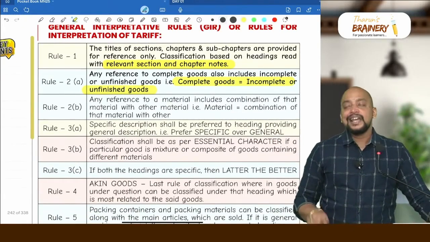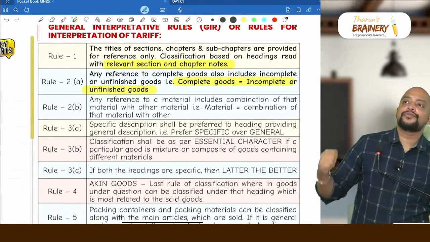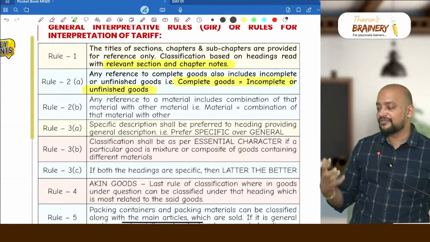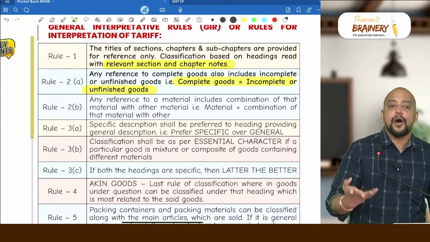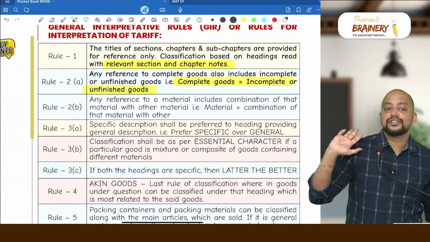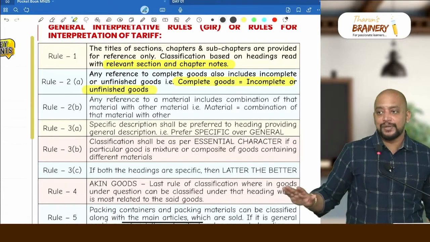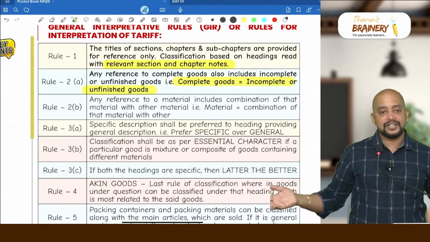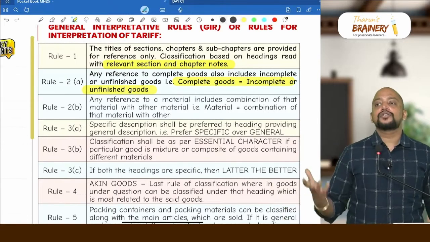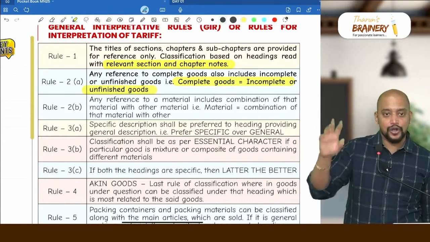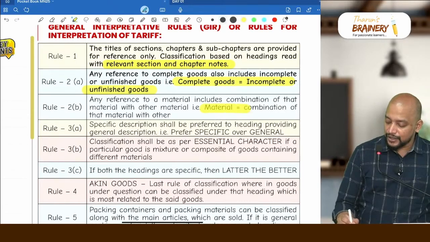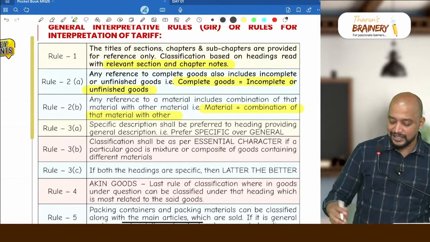Then 2b says any reference to a material includes a combination of that material with other material. For example, if I am importing an article which is made partly of gold and partly of copper, even then it will be classified as gold only, and it will not be split and classified, which is not possible. So gold jewelry imported will be classified as gold only, even though it contains copper.